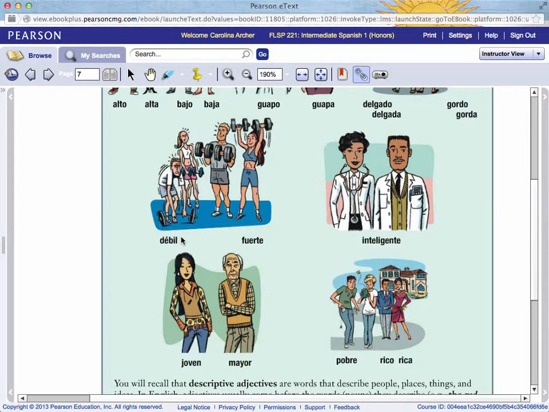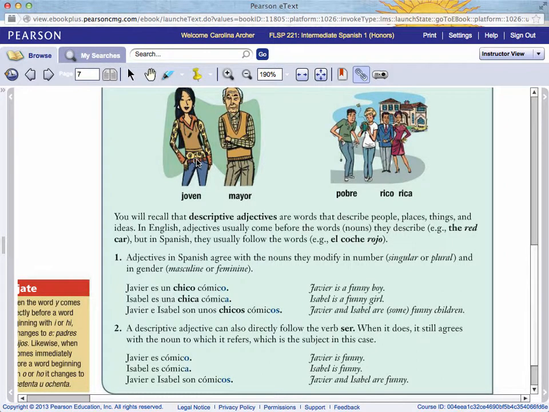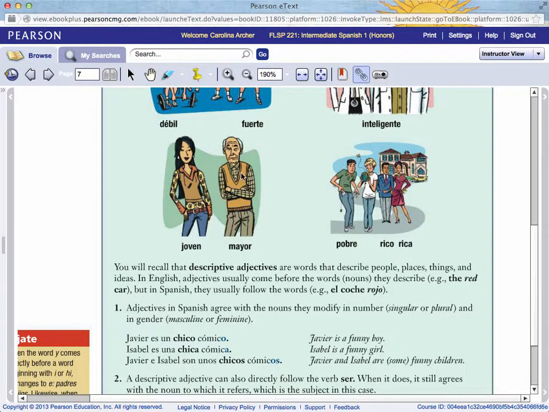Ella es fuerte. Adjectives that end in e, or in a consonant like mayor or joven, they have the same form for masculine and feminine. Él es fuerte. Ella es fuerte. Ellos son fuertes. Ella es inteligente. Él es inteligente. The same adjective for both. Ellos son inteligentes. Joven. Ella es joven. Él es mayor. Joven y mayor. It works for both genders. We could say, if this was a young man, él es joven. Okay, the same adjective. Or if this were an older lady, we would say ella es mayor.